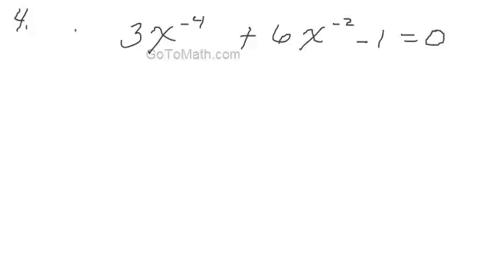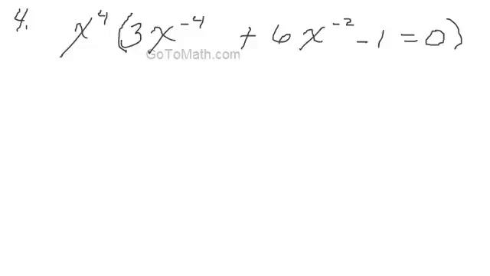Okay, so this is going to be a little bit different technique. What we're going to do here is multiply through by x to the fourth all the way across each one of those terms. We have to get rid of that negative exponent, so this is what we're going to do in order to do that.